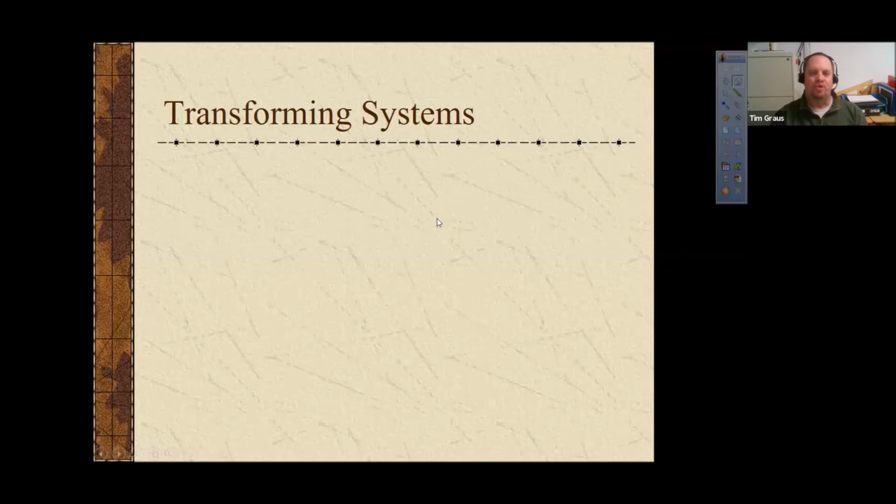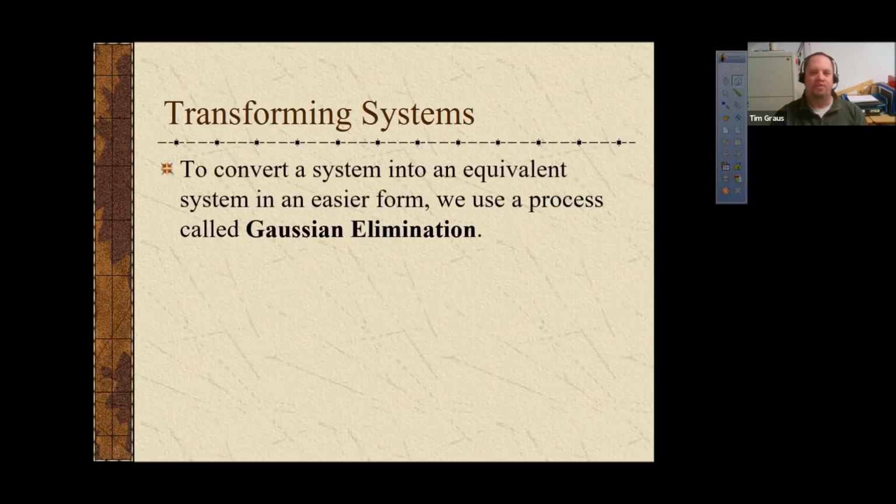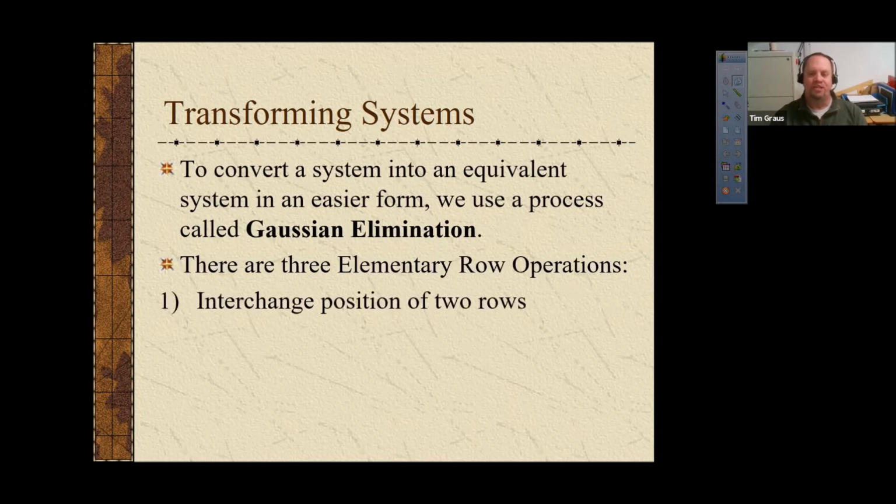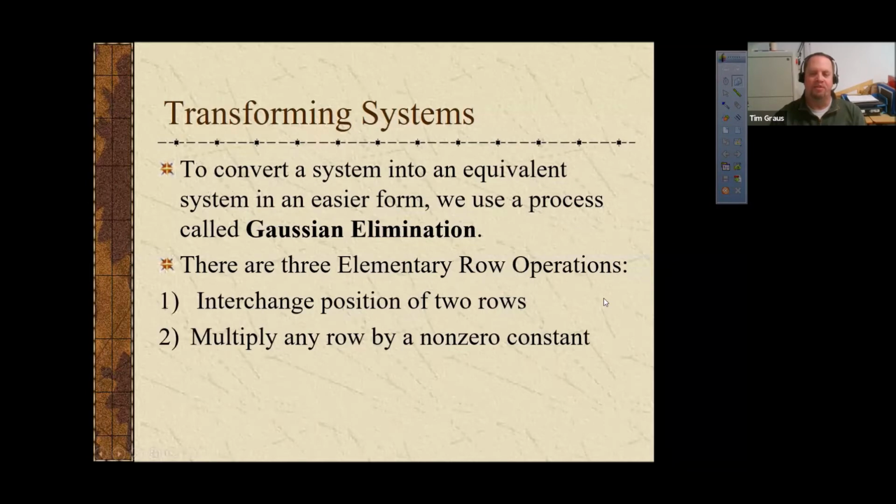Now let's talk about transforming systems. There are certain rules that we can use in a process called Gaussian elimination. We are allowed to interchange the position of 2 rows. If you think back to the equations, it doesn't matter what order I write the equations in, they'll still have the same solution. Secondly, we're allowed to multiply any row by a non-zero constant. This would be the same as multiplying both sides of an equation by the same number. And we know that we're allowed to do that when solving equations.